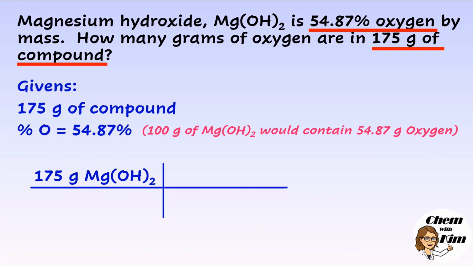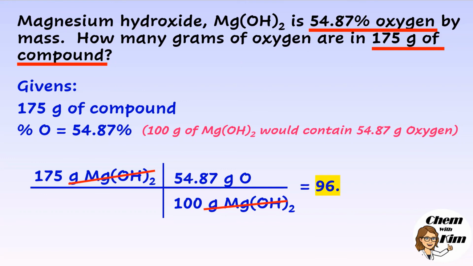We can put 100 grams of magnesium hydroxide in the denominator of our conversion factor, and we're going to put the 54.87 grams of oxygen in the numerator. We're going to cancel out grams of magnesium hydroxide because they're in the numerator and the denominator. So we're going to multiply 175 by 54.87 because those numbers are both in the numerator. Then we're going to divide by 100 since that's in the denominator. And this comes out to be 96.0 grams of oxygen.